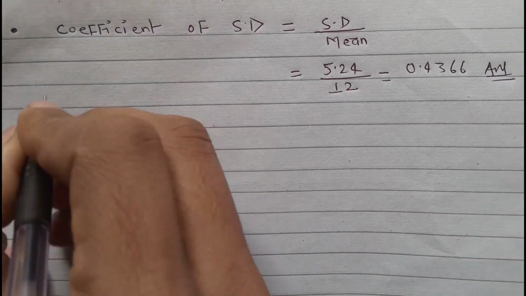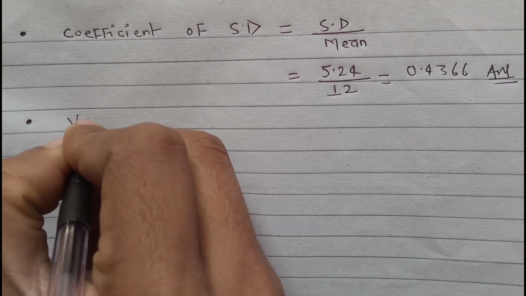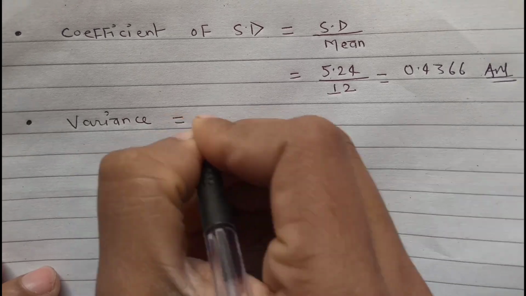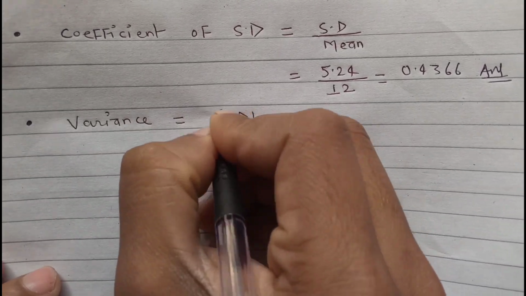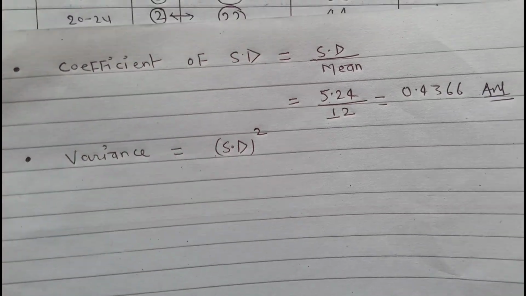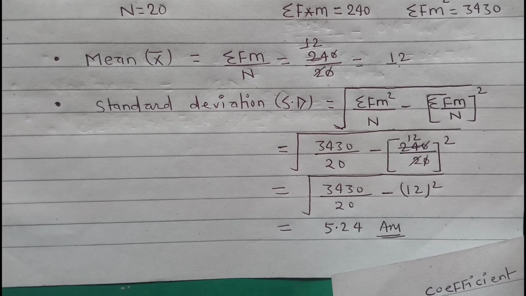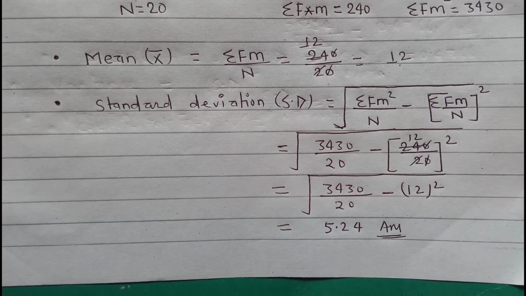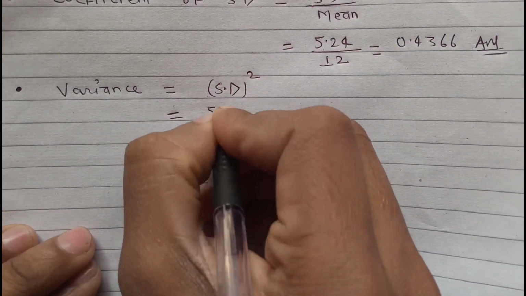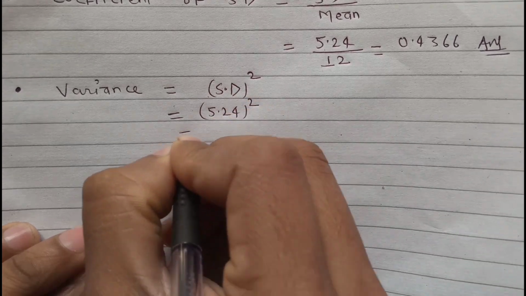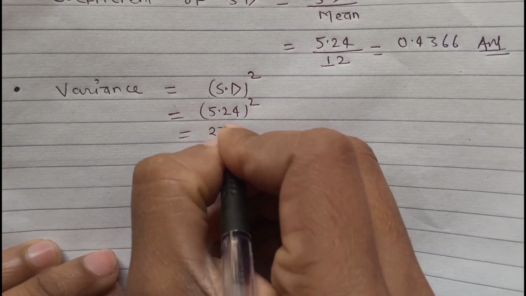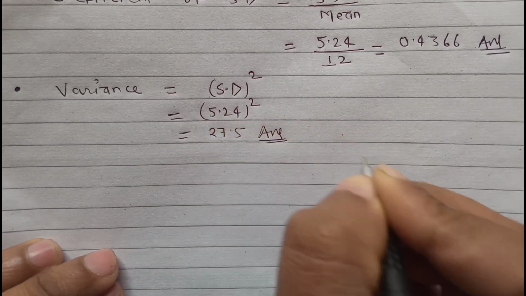Now the last one is we have to find the variance. The formula of variance is equal to standard deviation whole square. You can check here, the value of standard deviation is 5.24. So the variance is 5.24 whole square, and we get 27.5. This one is the answer of variance.